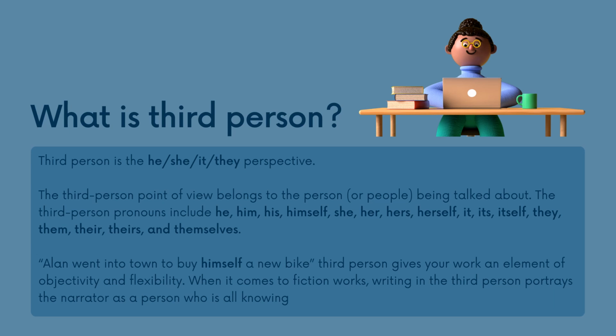The third person pronouns include he, him, his, himself, she, her, hers, herself, it, its, itself, they, them, their, theirs, and themselves. Alan went into town to buy himself a new bike. Third person gives your work an element of objectivity and flexibility. When it comes to fiction work, writing in the third person portrays the narrator as a person who is all-knowing.